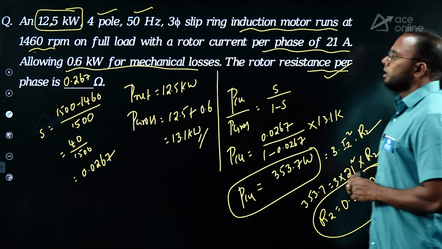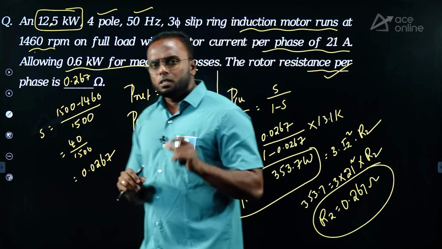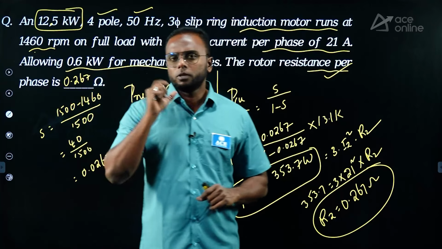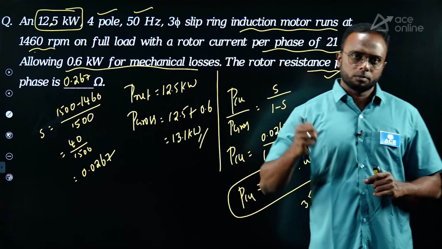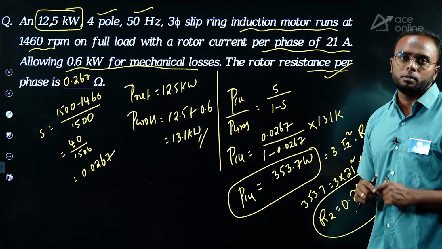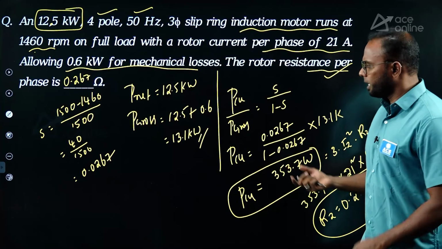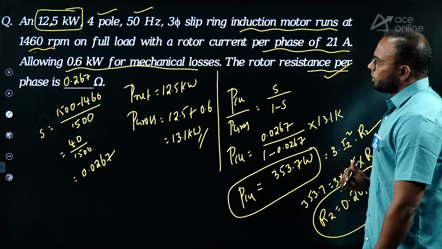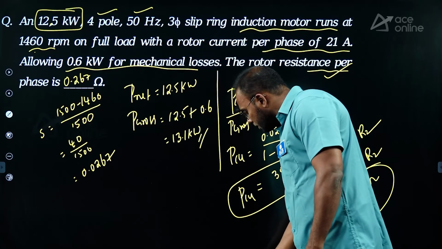Clear? Without the rotor copper loss calculation also you can do this, because the gross power equation is there, no, 3I square R2 into 1 by S minus 1 directly. In that also R2 will be there. You can also substitute directly. Anyway. Okay, next one more, last question. Let's see.